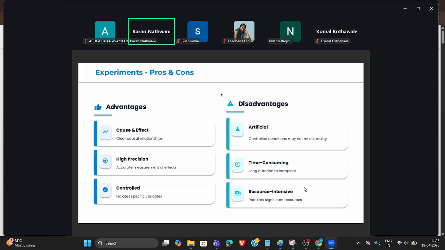But what are the disadvantages? To some extent, it's artificially generated. It's not the exact real one. A long duration is needed to complete the data collection, that is true also. And it is resource intensive. You have to create a full setup for that data collection, which is not possible without a lot of effort. So those are the disadvantages of experiments.